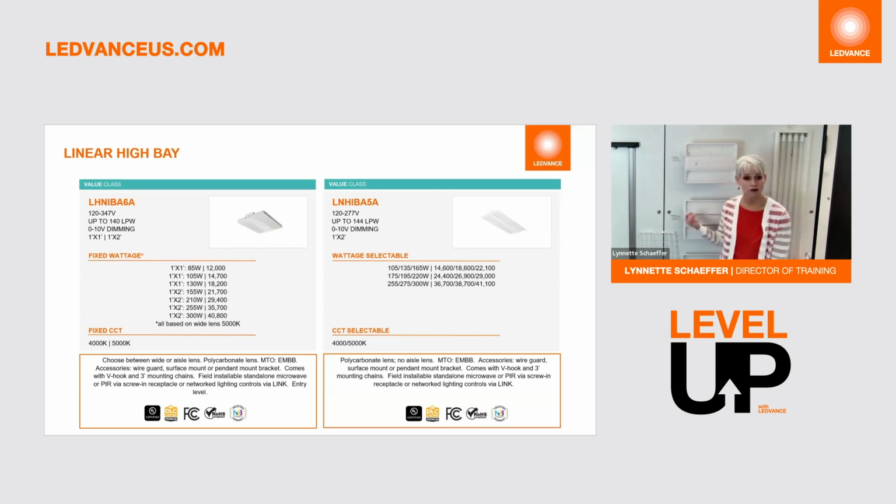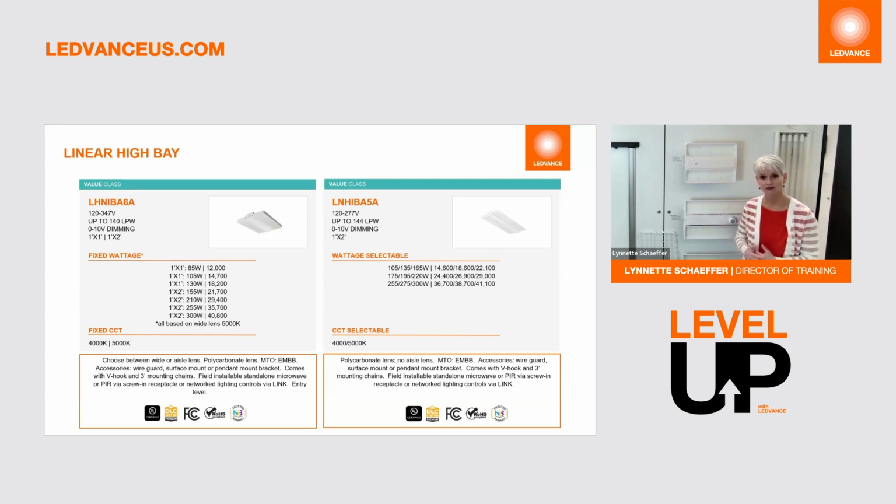So what are the key differentiators between these two? Well, first of all, the 6A is available in a 1x1 as well as a 1x2. It also has an optional aisle lens. So again, if you have an aisleway that you're lighting up, you're going to want to go to the 6A so that you can get that aisle lens. It's also available in a fixed wattage and fixed CCT.